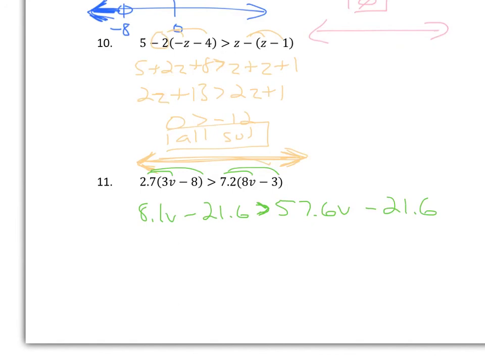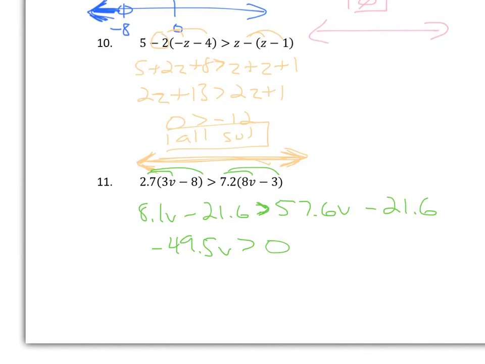Let's get our v's to either way. I just like to get my variables to the left first, especially with inequalities, because I mess it up on the variables on the right. So I'm going to pull my variables to the left, so I need to do 8.1 minus 57.6. Get negative 49.5v. Add the 21.6 over, and they're going to cancel out, so it's going to be 0. So negative 49.5v is greater than 0.